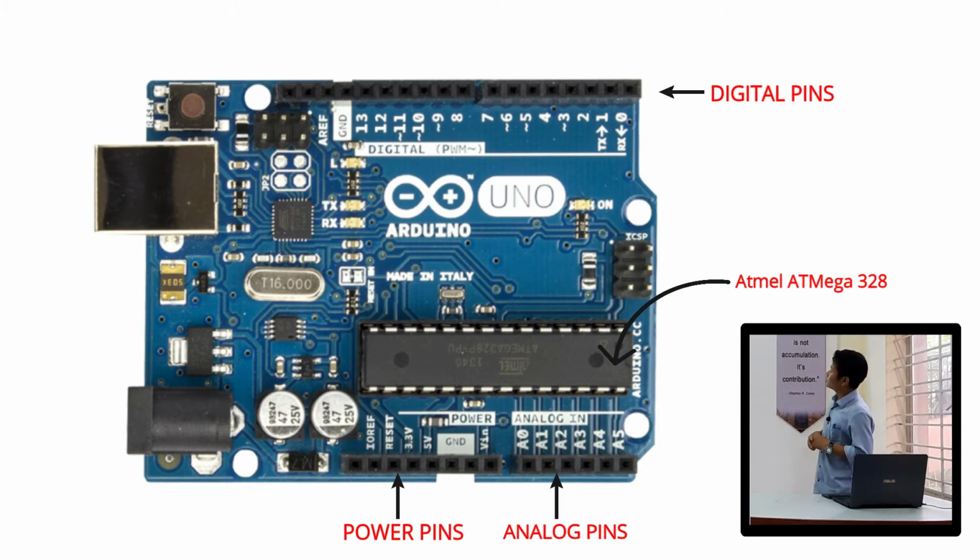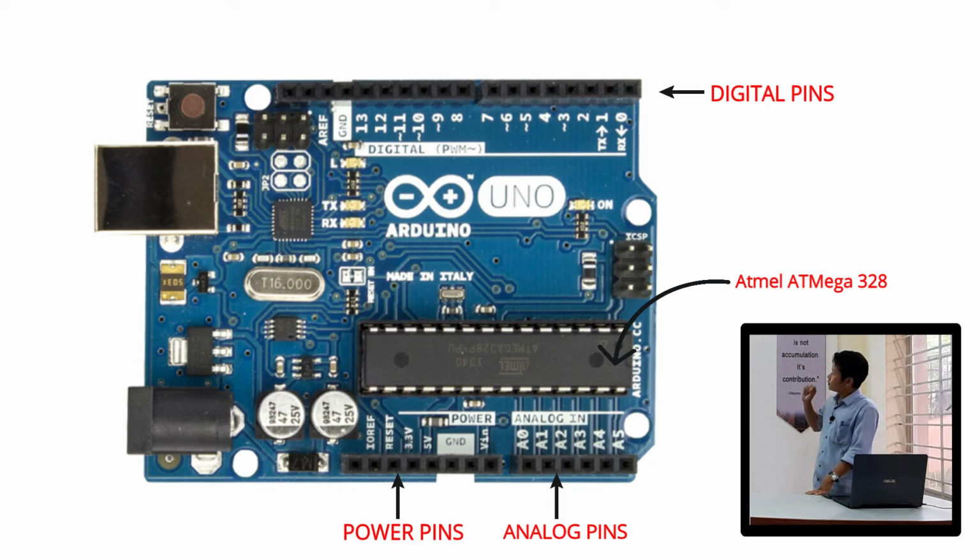And we have other pins. In digital pins we can see there is a symbol in front of pins 3, 5, 6, 9, 10, 11. These symbols represent PWM pins, which means pulse width modulation. Pulse width modulation means we can control the voltage. It works the same as an analog pin.